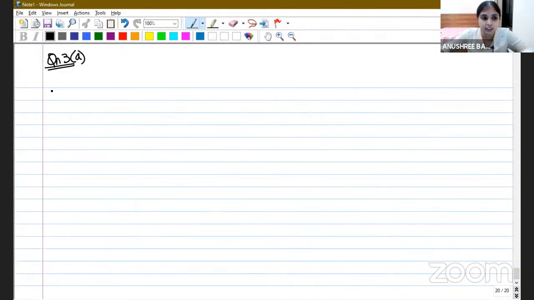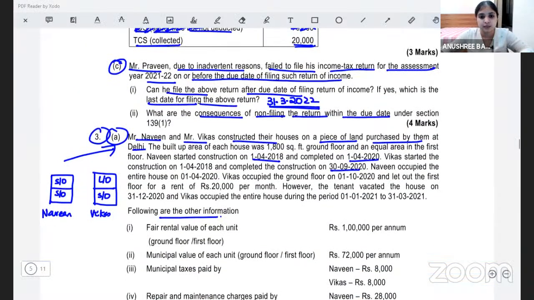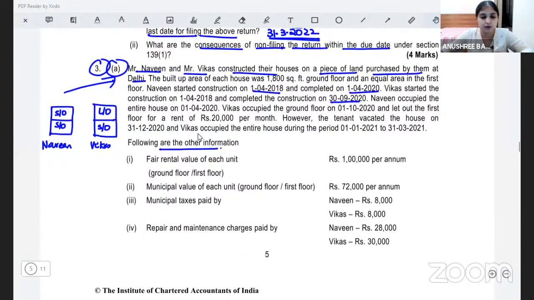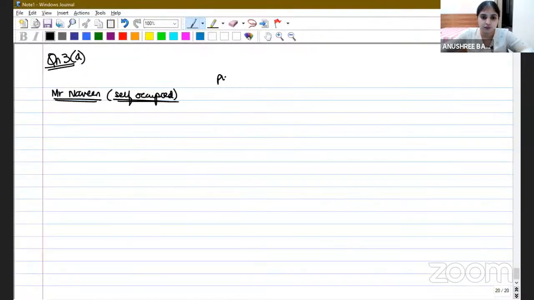First, let's do the calculation for Mr. Naveen. So give the heading Mr. Naveen. In brackets, write self-occupied. We're doing the calculation for previous year 2021. All right, remember our calculation is for previous year 2021, or you can say assessment year 21-22.